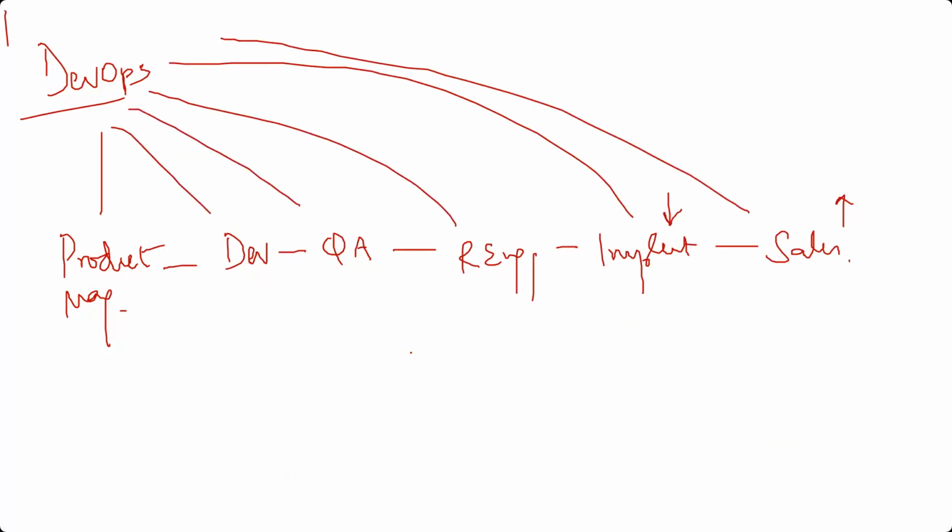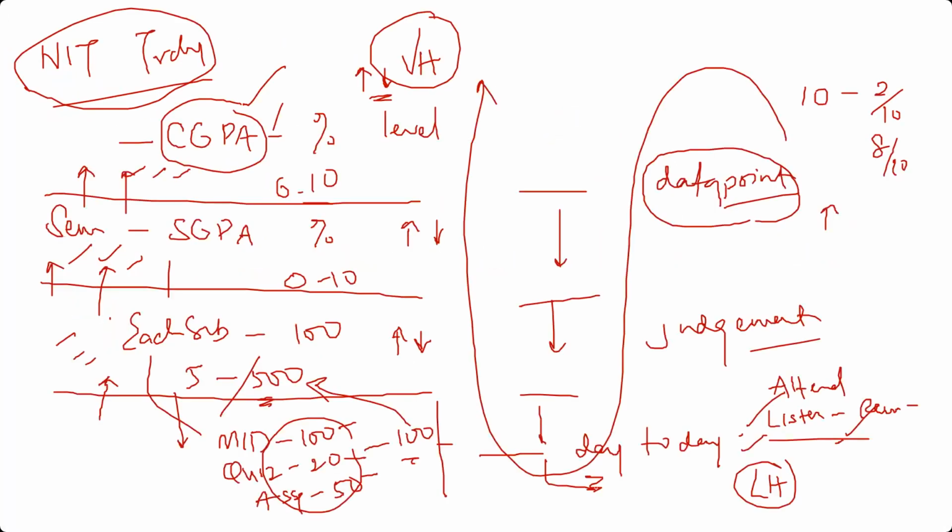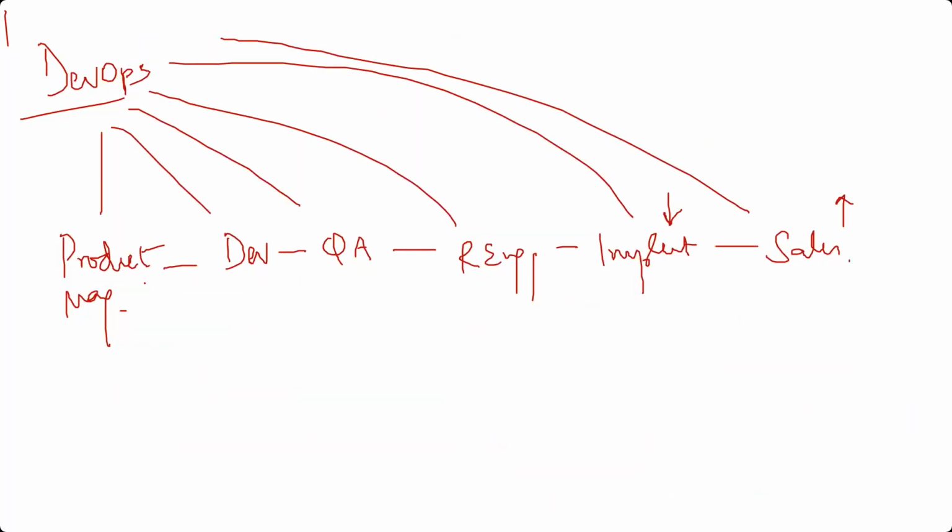Now, the way you do a good job in your day-to-day tasks, your day-to-day tasks will eventually contribute to your CGPA. Similarly, everybody's success will contribute towards the success of DevOps. It's not that DevOps is doing good and the rest of the company is doing bad. It's never going to happen.